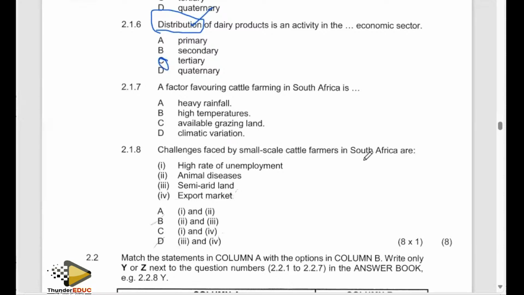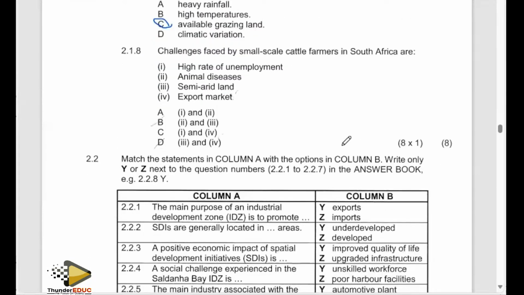Favoring cattle farming: heavy rainfall, high temperatures, availability of grazing land, and climatic variation. The correct response there is C, which is availability of grazing lands. Right. 2.18. Challenges faced by small-scale cattle farmers in South Africa.